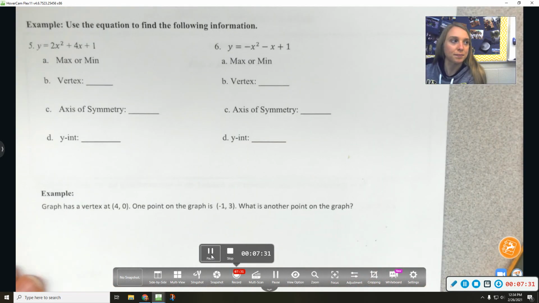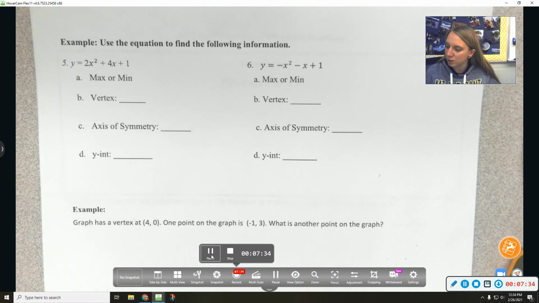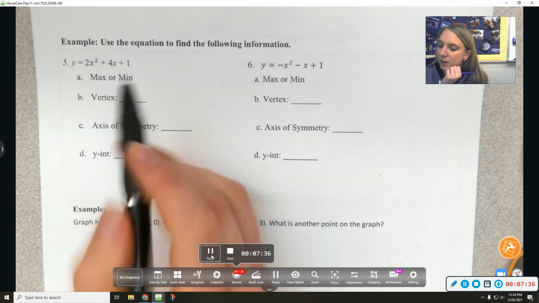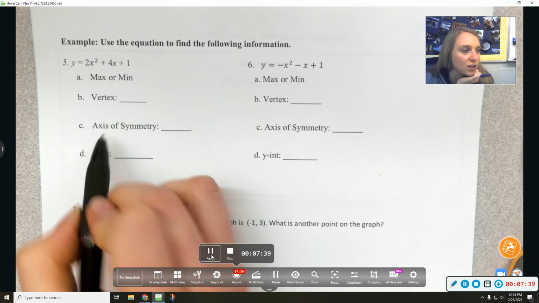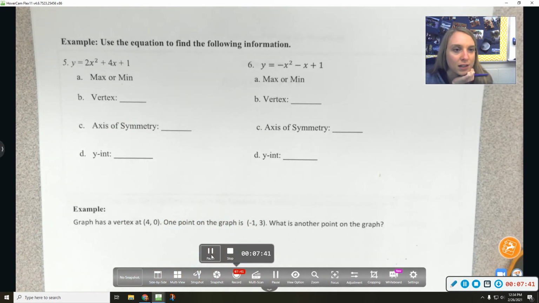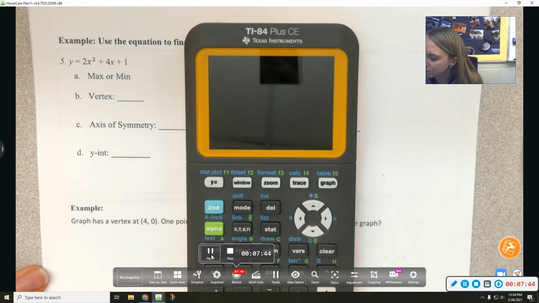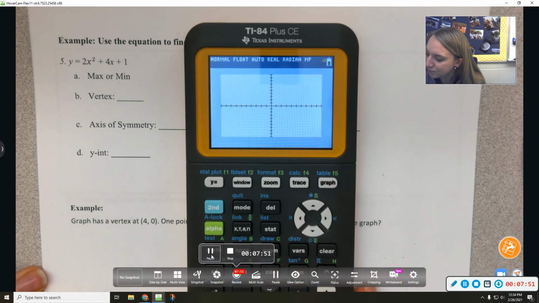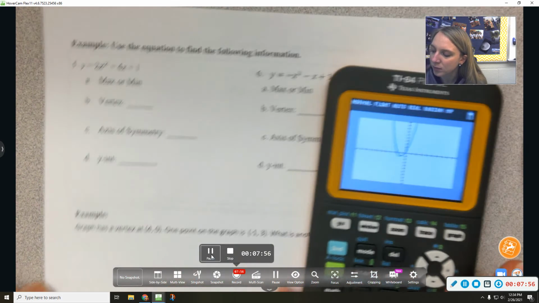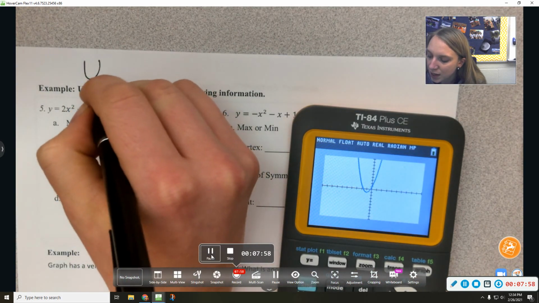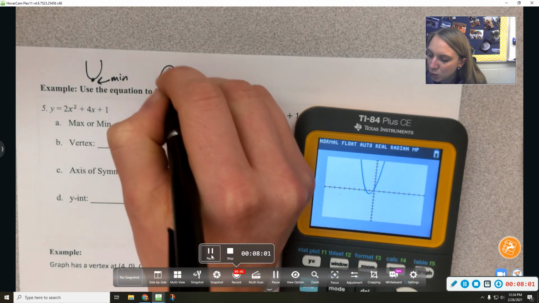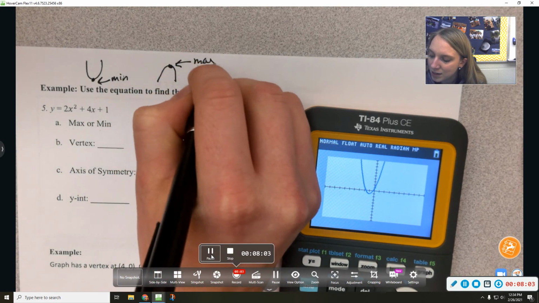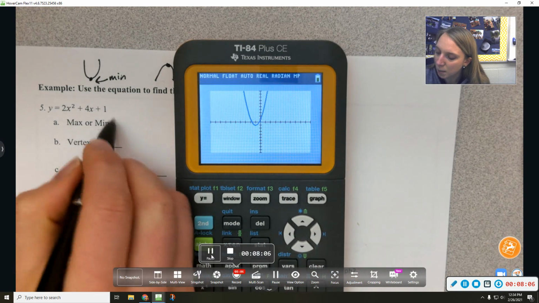On the back, we want to use this equation to find the following information. So we've got to figure out, is this a max or a min? What the vertex is, and then our other pieces here. So I just like to type this in. Y equals 2x squared plus 4x plus 1. Is it a max or a min? Well, this is opening up, so you could make yourself a little note here. This is a min. This would be a max, it's at the top. So this is a min.